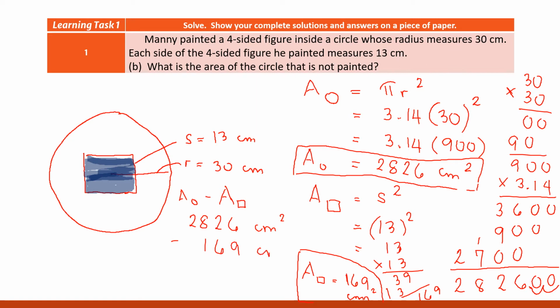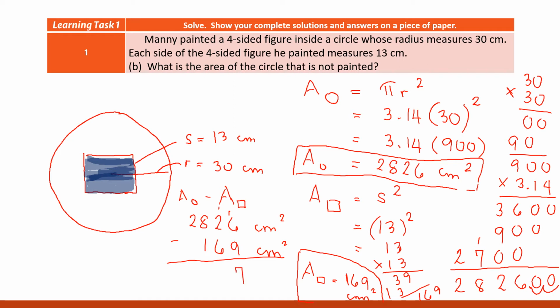169 square centimeter. So let us subtract. 6 minus 9, of course, cannot be. Hihiram tayo sa 2. So 6 will become what? 16. And 2 here will become what? 1. Ano? Tama? So 16 minus 9, the answer is 7.